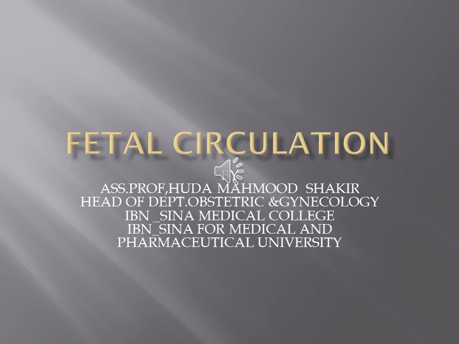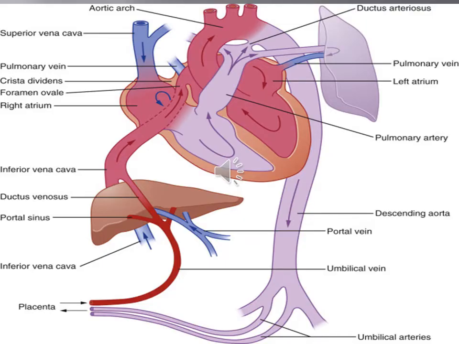Today we will start talking about fetal circulation before and after birth. Blood in the placenta will be carried out through the umbilical vein, which is about 80% oxygenated with oxygen.